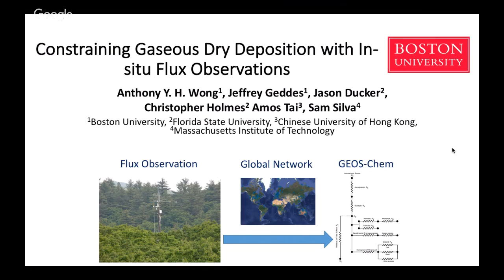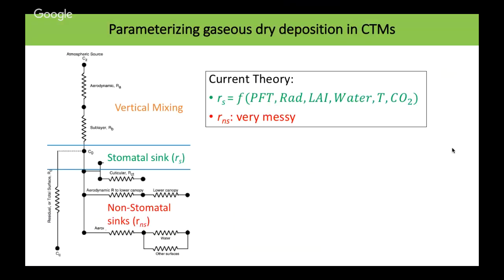So today I'm going to talk about my work on gaseous dry deposition. In chemical transport models, gaseous dry deposition is always parameterized as a series of resistances. Basically, it includes the effects of vertical mixing, stomatal sink, and non-stomatal sink. But in current theory, for stomatal resistance, we have ecophysiological theories that say it is a function of plant functional type, radiative transfer, water vapor, temperature, and carbon dioxide. And for the non-stomatal part, field measurements suggest that it's very messy and very species dependent.